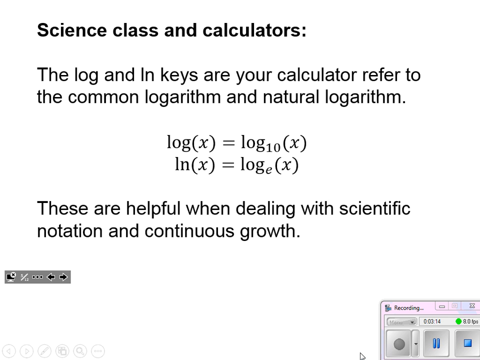All right, so one place where you may have seen logarithms before is science class, particularly with chemistry. I believe you use logarithms quite a bit there. On your calculator, you're familiar with a log key and ln keys. And those refer to common logarithms and natural logarithms. The common log is understood to be a log with a base of 10, very useful when we're dealing with scientific notation. And ln, or the natural log, is equal to a log with a natural base, log base e. So we won't always see the bases written, but they're understood to be there.